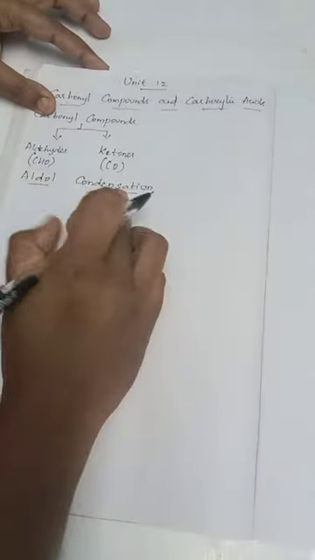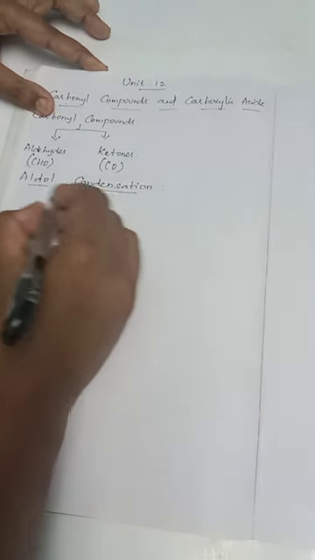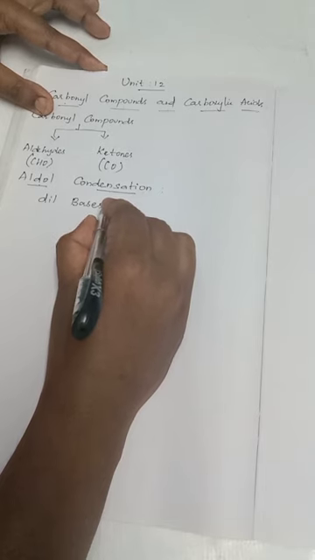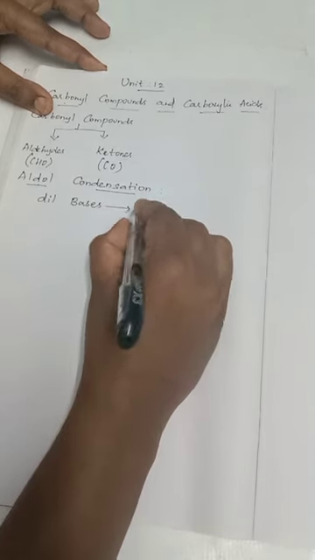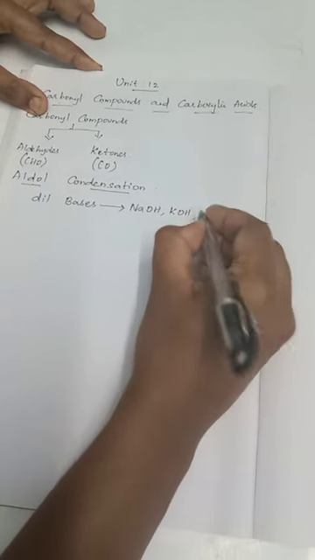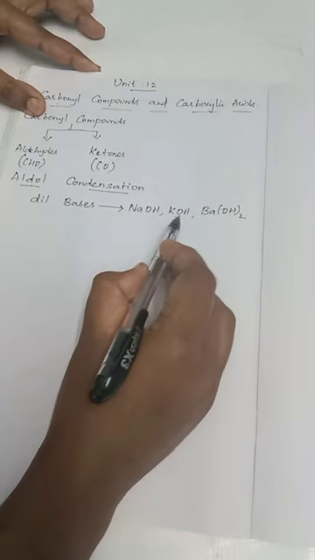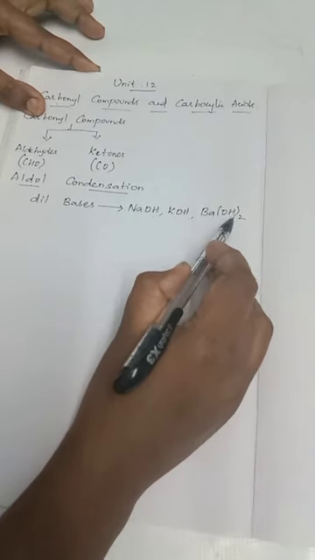This Aldol condensation mechanism occurs by using dilute bases. Here, we can use bases like sodium hydroxide and potassium hydroxide, and we can use barium hydroxide also. So the Aldol condensation reaction takes place by using dilute bases. We can use either sodium hydroxide or potassium hydroxide or barium hydroxide.